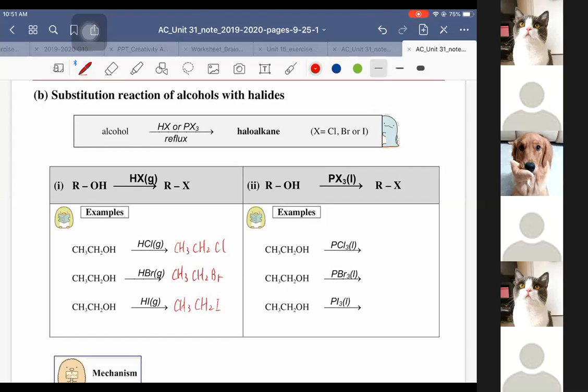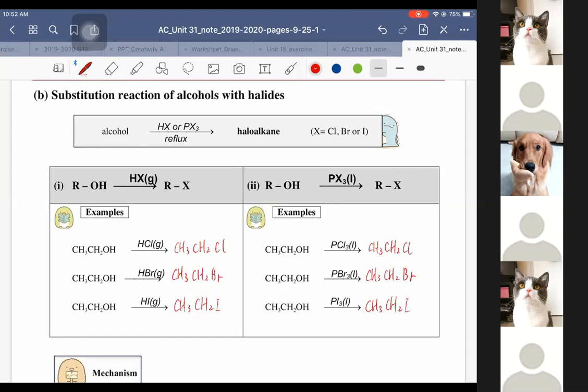On the right-hand side, we can use another reactant, which is PX3. Again, X can be chlorine, bromine, or iodine. And the product will be the same. So the first one, we would get chloroethane. The second one, we will get bromoethane. The last one, we will get iodoethane.